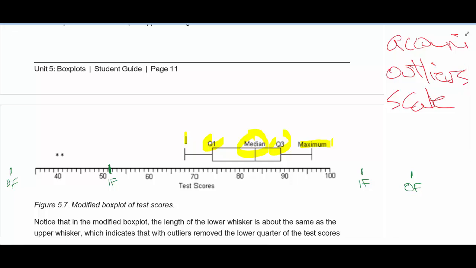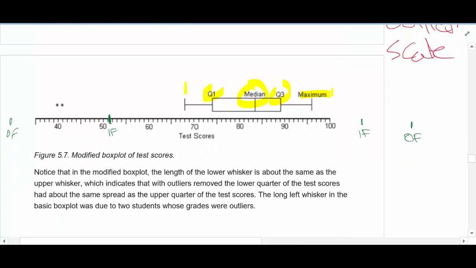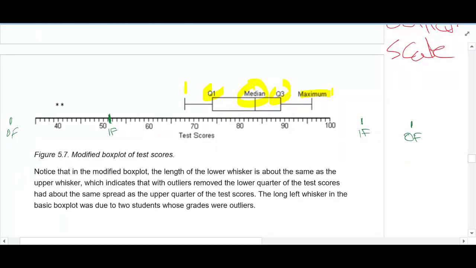Now, in the data that we provided, there were two test scores, 40 and 41. Those test scores are beyond the lower inner fence. They are outliers. And those outliers, we're going to indicate with asterisks. So these students, because their test scores were located between the lower inner fence and the lower outer fence, we're going to call those scores outliers.